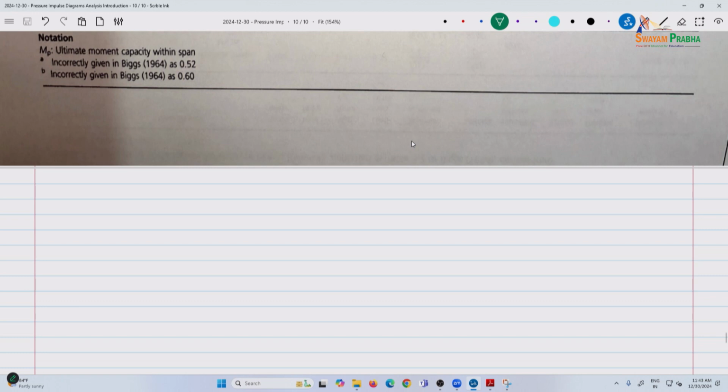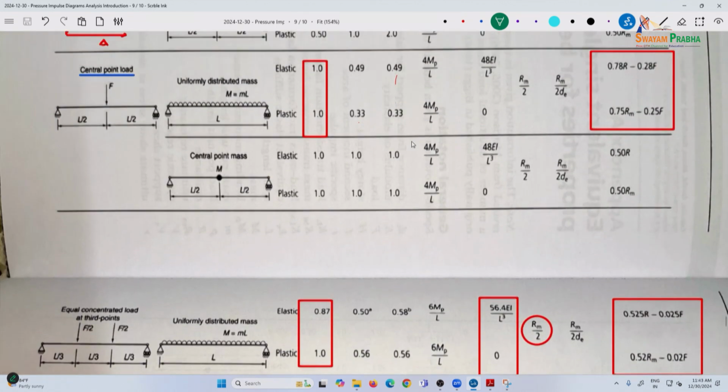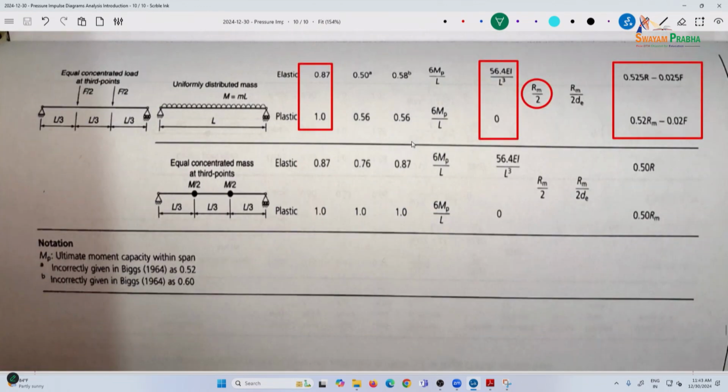Sir, in all the loadings the stiffness is 0 in plastic. Yeah. So all the loadings you've seen, the stiffness is 0. The reason is they are assuming the resistance function to be like this, rigid plastic. So you have your equivalent K here, P versus delta. Here the slope is 0, right? So that's the reason why they do that.